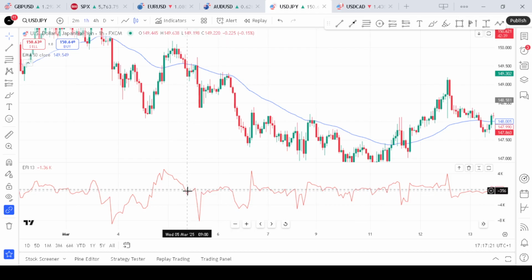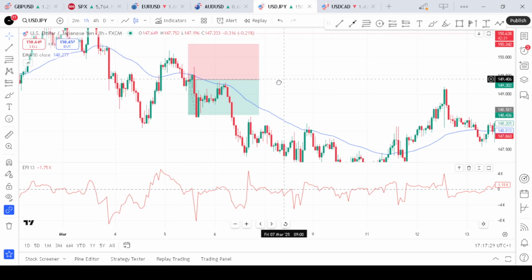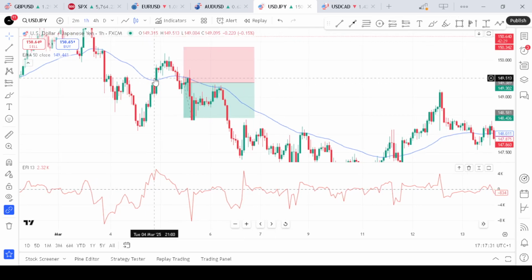So when the force index is trending below zero, it signifies a strong bearish trend. So this will be where we'll be looking to enter our short position. Now, how do we exit?